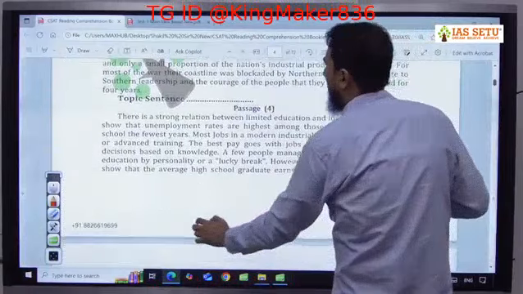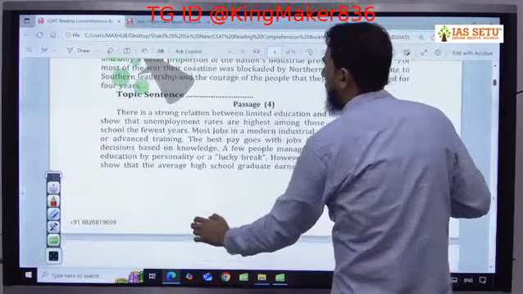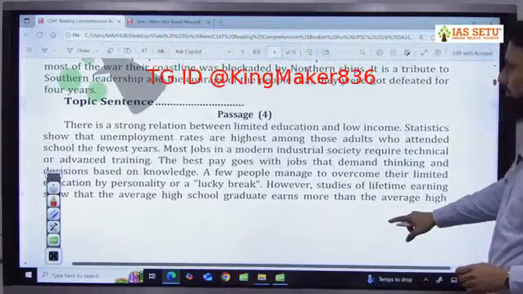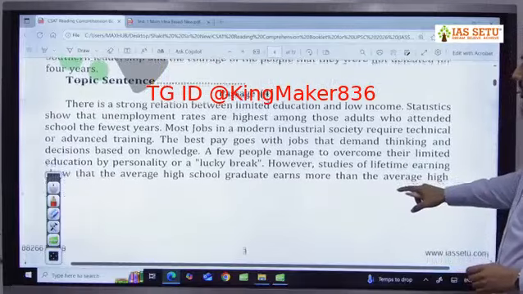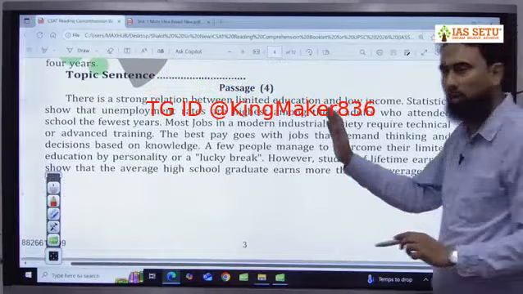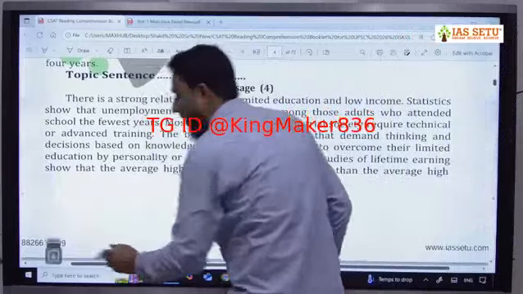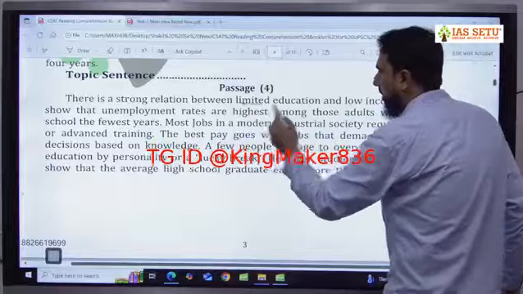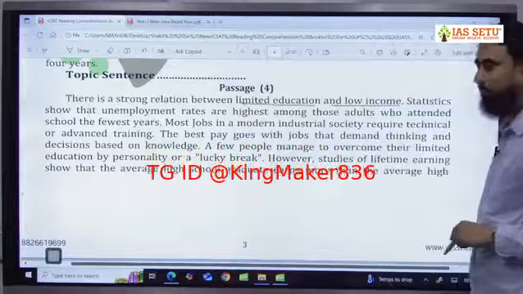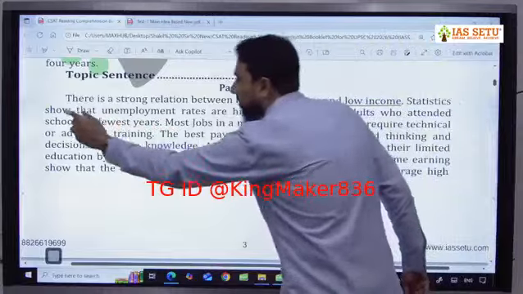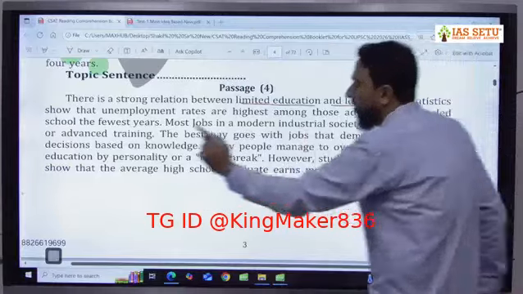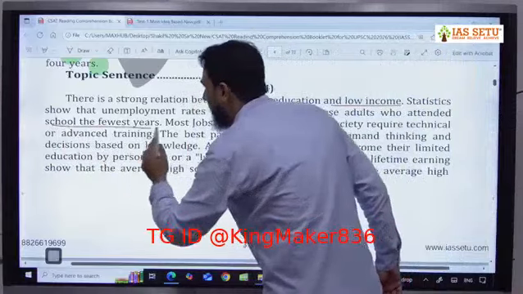On passage 4, page number 4, on the first page itself, here is a small para. There is a strong relation between limited education and low income. We are supposed to identify the topic sentence. A strong relation between limited education and low income. Then he goes into the details. Statistics show that unemployment rates are highest among those adults who attended school the fewest years. Unemployment is higher there.